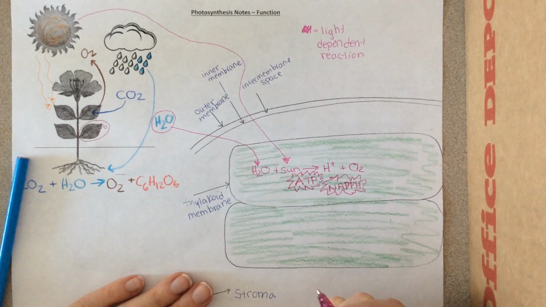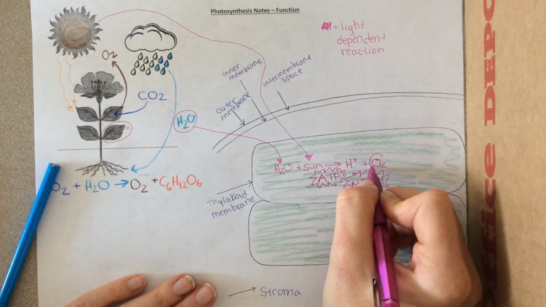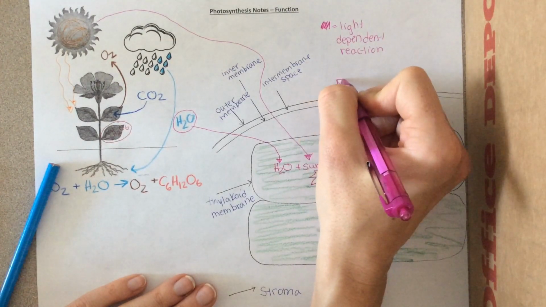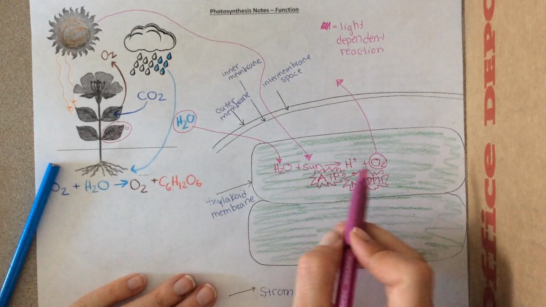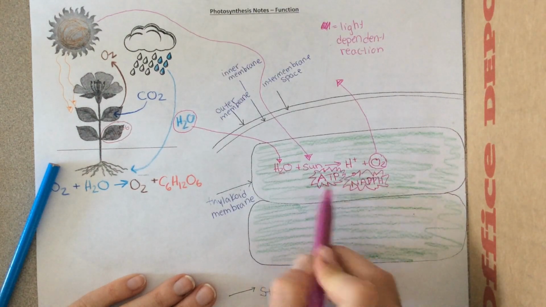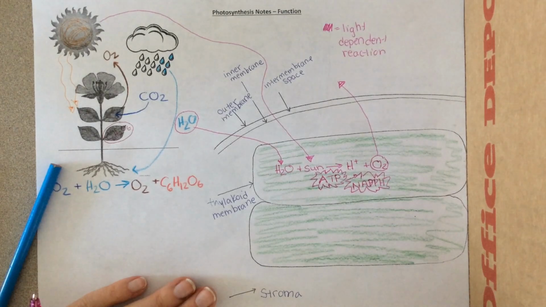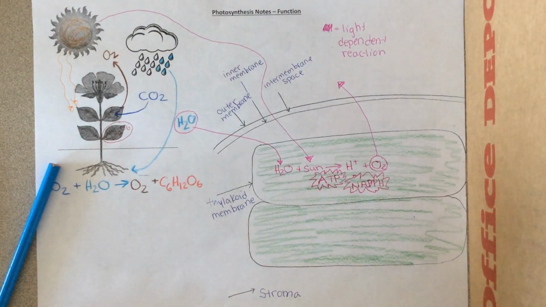What we don't want, though, is oxygen. That's our waste product. So oxygen is going to leave the chloroplast and leave the cell. Now, all that's left over are hydrogen ions, ATP, and NADPH. And that's the entire purpose of the light-dependent reaction. So now let's take a look at the light-independent reaction.